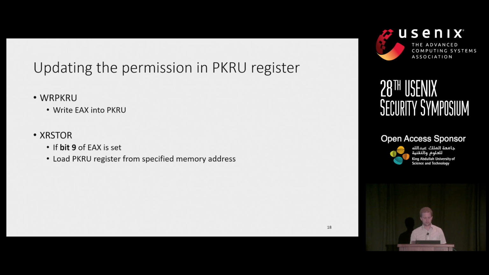So before I tell you how we prevent the malicious attacks, I'll quickly introduce the two culprit instructions. The first one is WRPKRU. It simply takes the EAX register and writes it into the PKRU register. The second one is XRSTOR, which loads the register from a given memory address. Our goal is to prevent an attacker from making an unsafe use of each of these instructions.